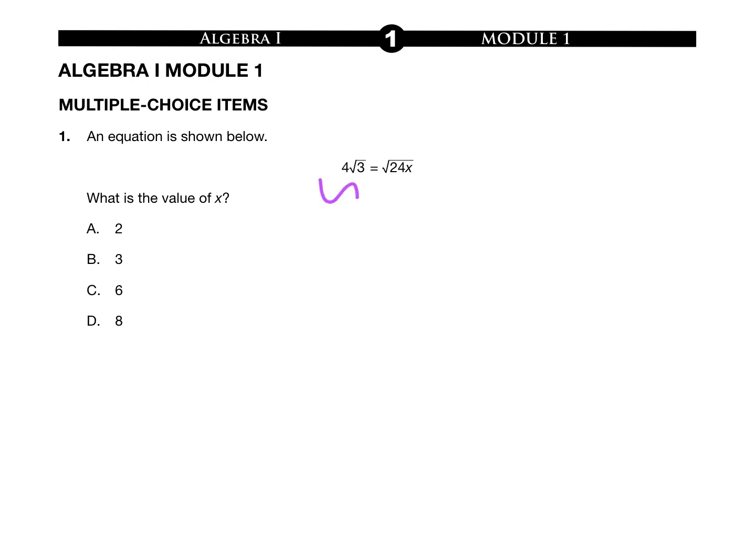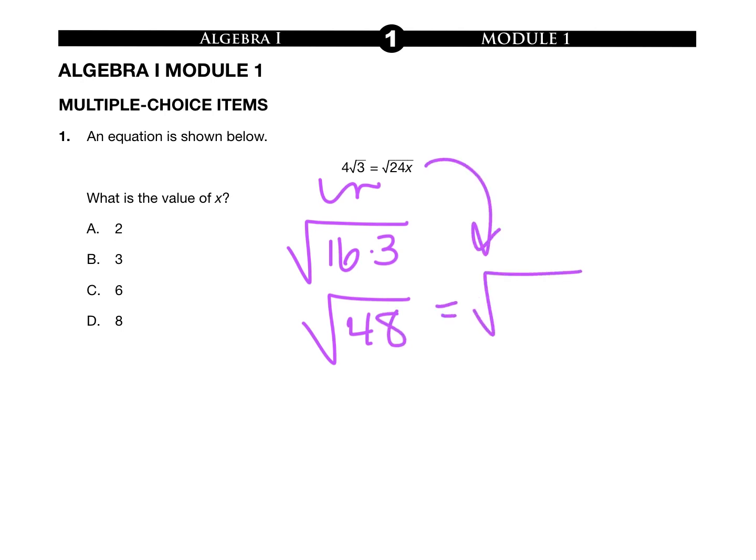I know that this simplifies to 4 square roots of 3, how did that 4 get on the outside? Well, that really meant it was 16 originally times 3, which then means it was really a 48 underneath. How is it equivalent to being this? Well, x would have to be 2 here, right? 24 times 2 would give us that 48.